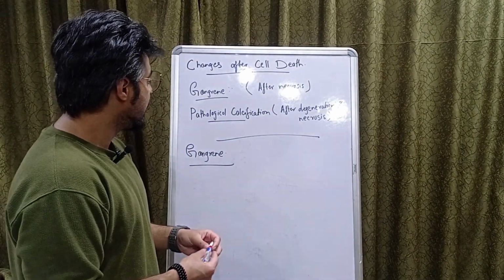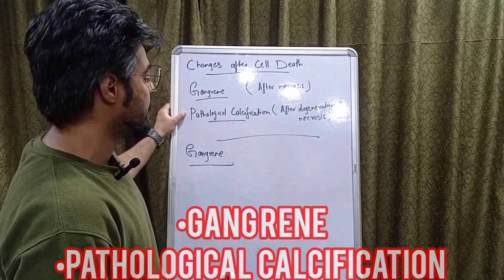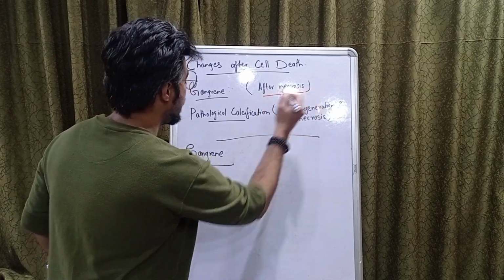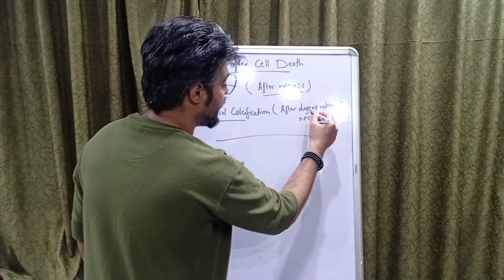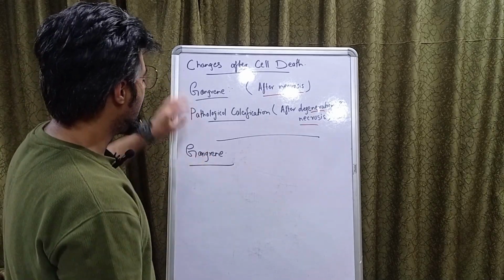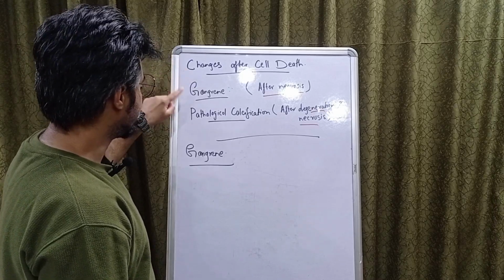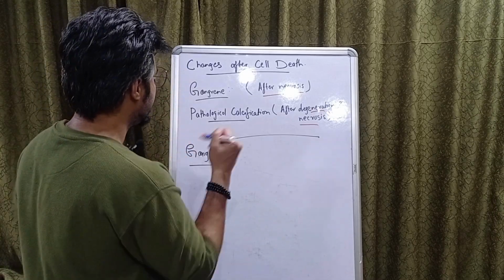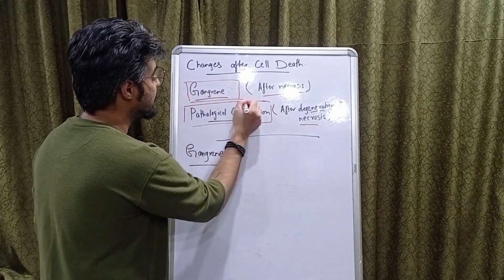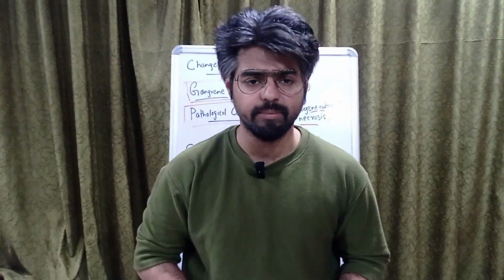So the changes that occur after cell death are gangrene and pathological calcification. Gangrene occurs after necrosis, and pathological calcification occurs after degeneration and necrosis. So these are the two changes that will occur after cell death: gangrene and pathological calcification. Now we will discuss what gangrene is and how many types of gangrene there are. All right, let's proceed ahead.